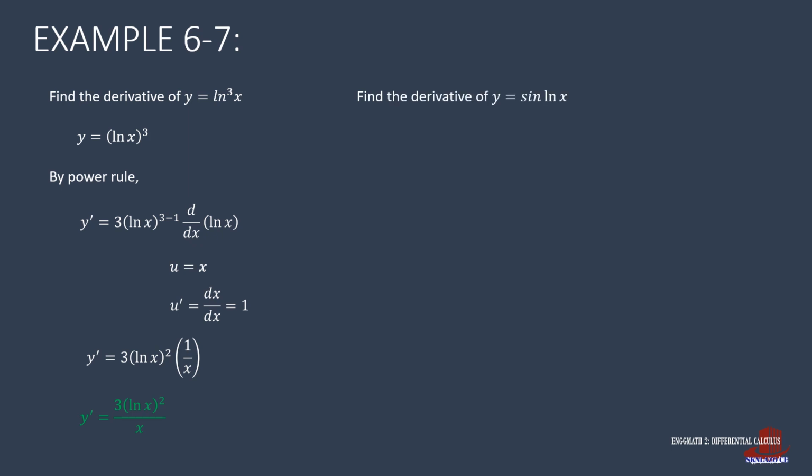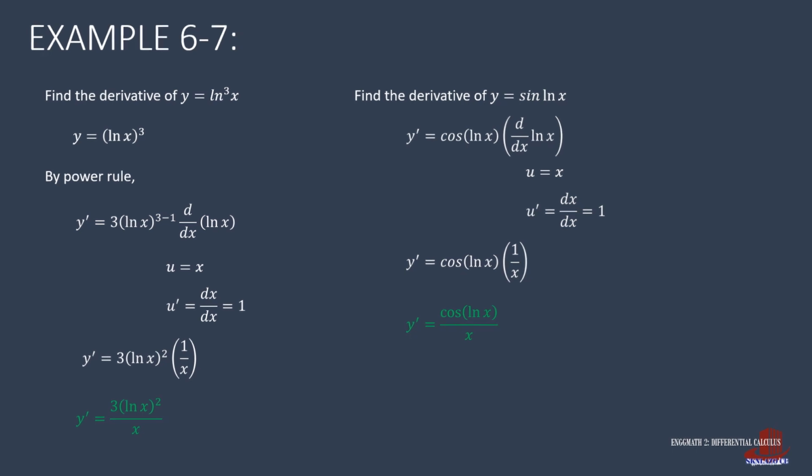The next example involves the equation y is equal to sine of ln of x. With the outer operation as sine, we have y prime as cosine of ln of x times the derivative of ln of x. Again, u is x and u prime is 1. So y prime is cosine of ln of x times 1 all over x. And we simplify y prime as cosine of ln of x all over x.